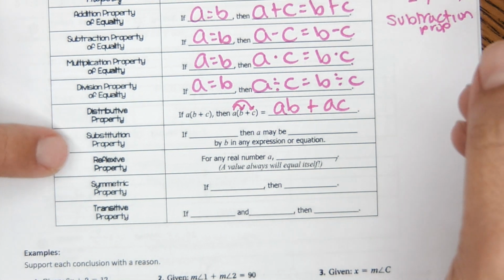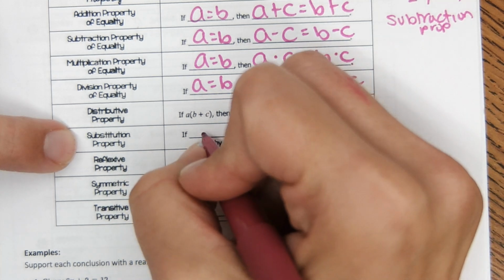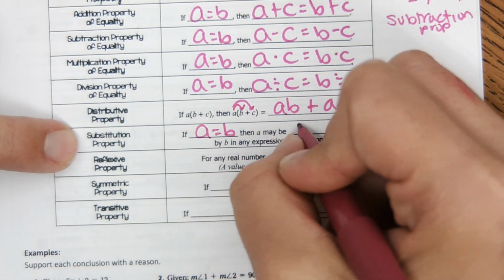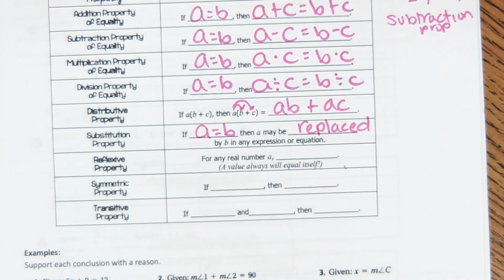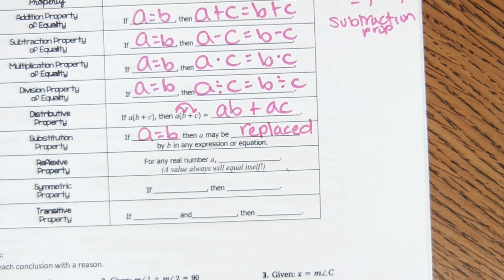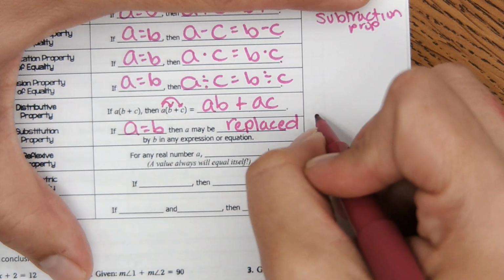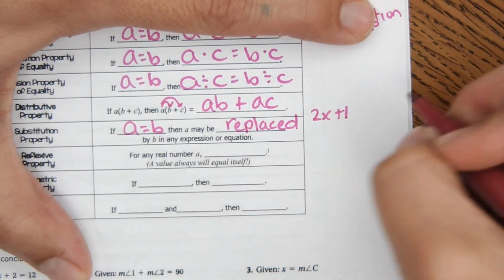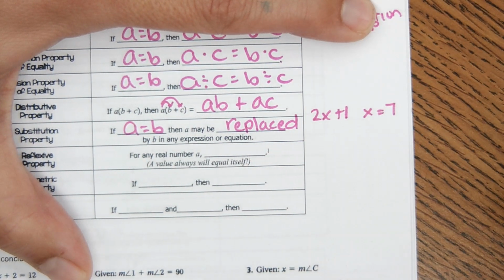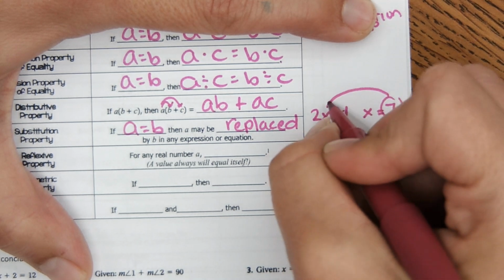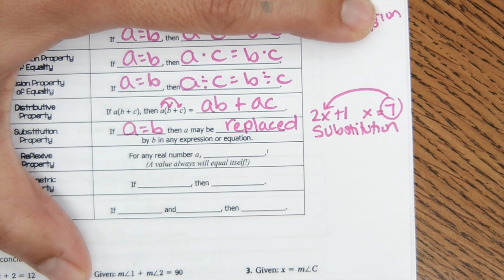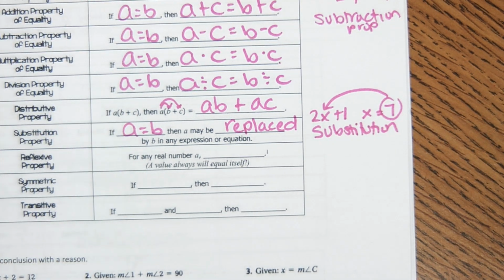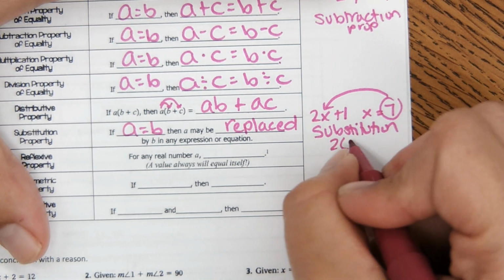Substitution property, we use a lot as well, especially in algebra. If A equals B, then A may be replaced by B in any expression or equation. So where you see this is, let's say you have an expression like 2x plus 1, and then you're told, okay, x equals 7. You would take this 7 and substitute it for x. That is called substitution. And it would look like 2 times 7 plus 1.